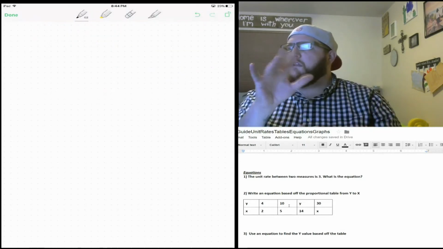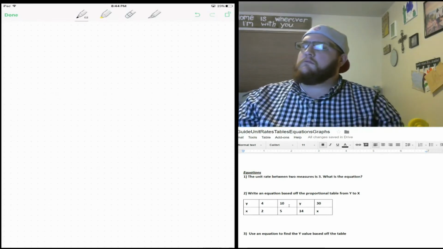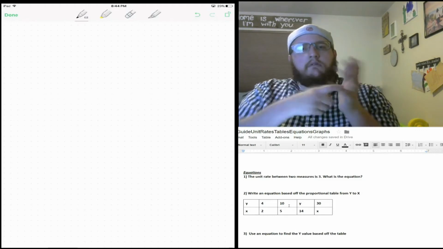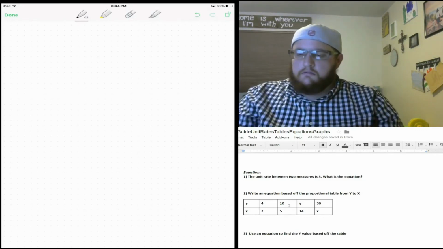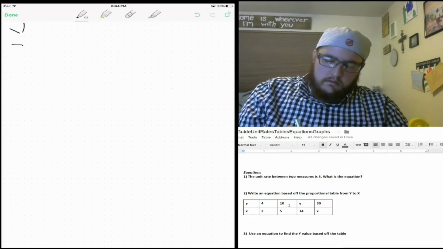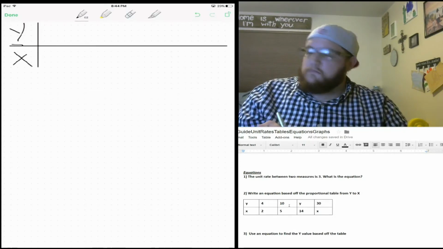So now let's get rid of this. Number 2 says write an equation based off the proportional table from y to x. So again, remember, if we have a table, in order to set up an equation, we must have a unit rate. Now, this doesn't have the unit rate currently present, but we can use the data provided to find the unit rate in order to establish an equation.